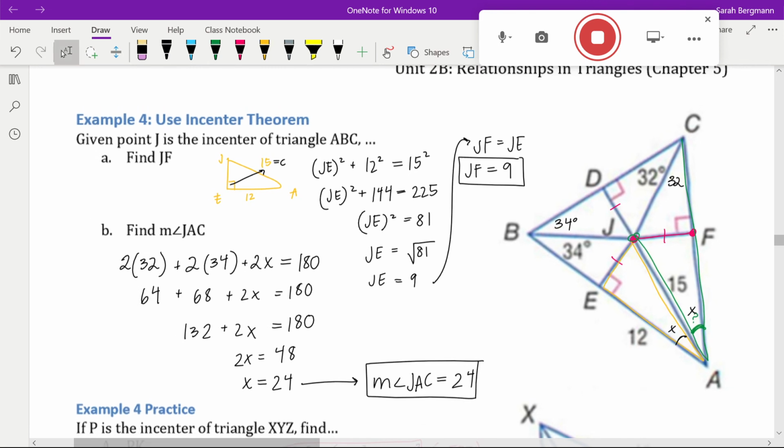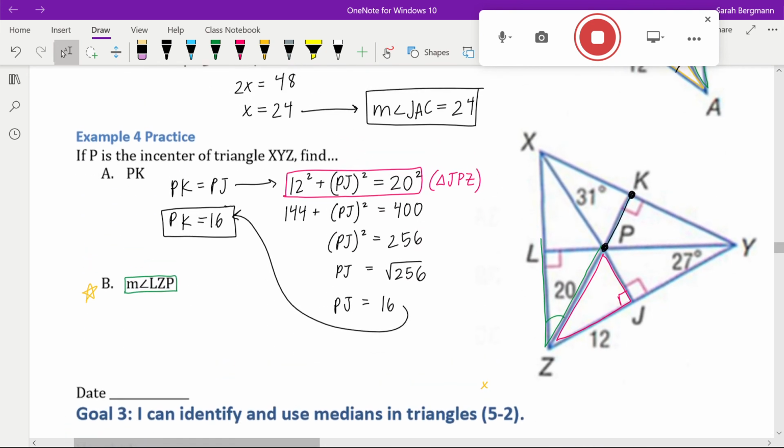Pause the video and try the practice problem below. Here's the correct answer for A, and I'd like you to answer B on your own. That's all for today.